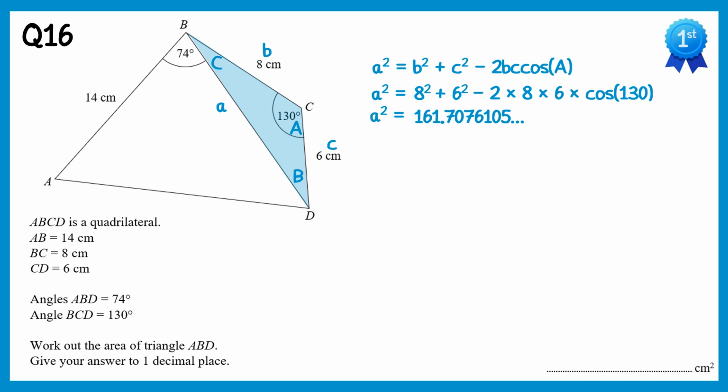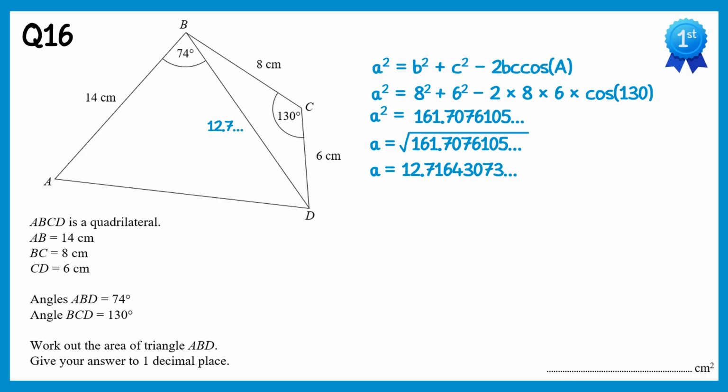and then to find a we square root both sides, which gives us a equals the square root of this number. And if you type that into your calculator, you'll get this number here. So we found the length of BD, which we called a in this case, at 12.7 and so on. So let's add this to our diagram. We're now ready to find the area of this triangle here.